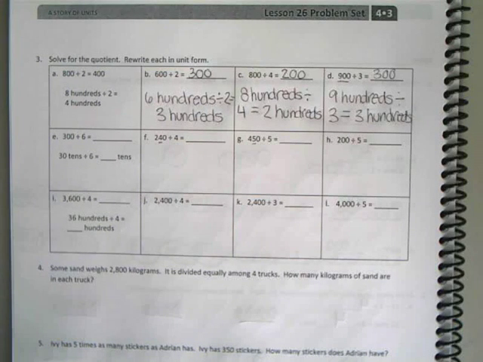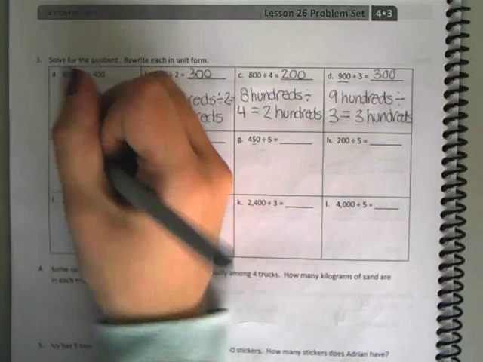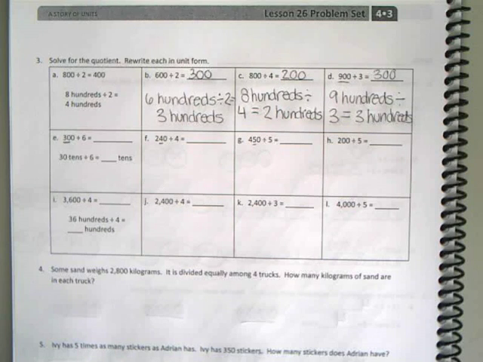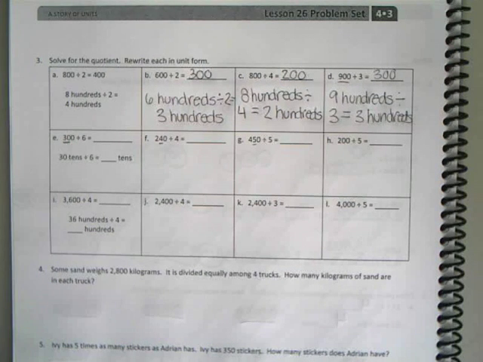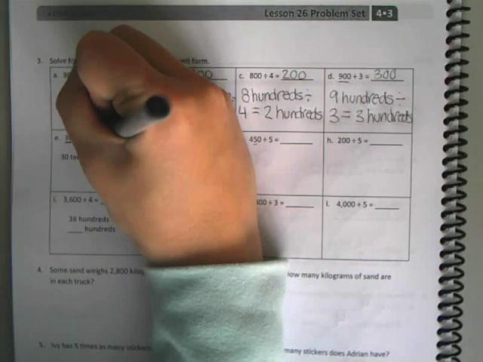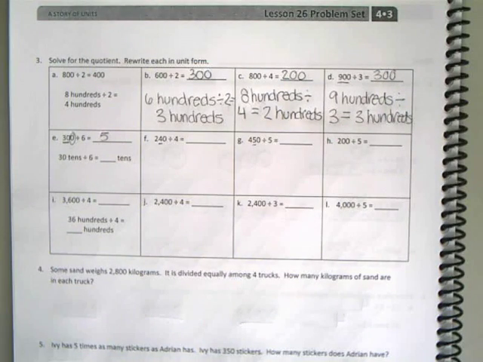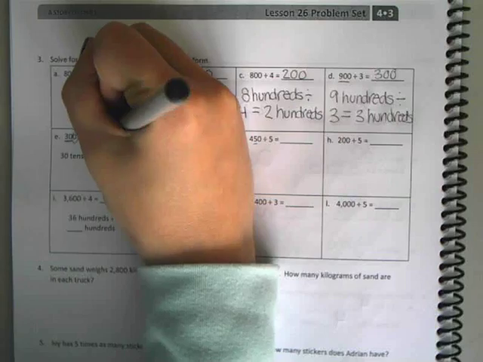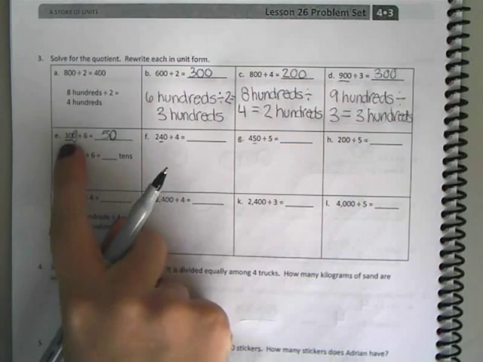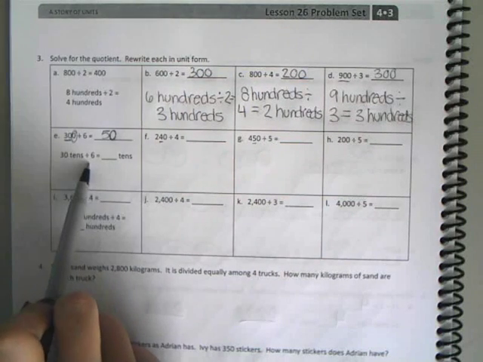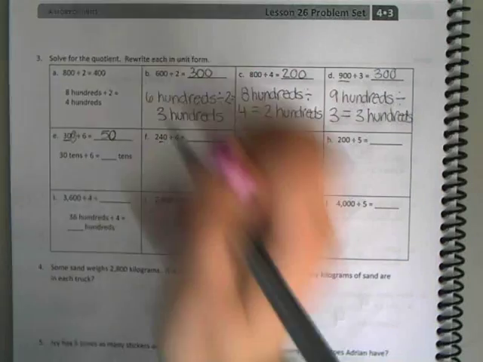So 300 divided by 6. If I have to do it in tens, I'm going to look at these two numbers. What number would that be? 30. 30 divided by 6 is 5. But I have to do something with this 0 that's left over here. What do I do with it? Bring it over. Yep, I bring it over. So 300 divided by 6 equals 50. So 30 tens divided by 6 equals 5 tens.